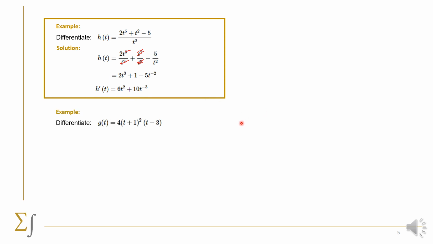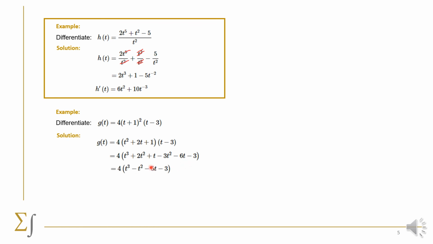Differentiate g of t equal to 4 times t plus 1 all squared times t minus 3. In order to perform differentiation, we need to open the parentheses. We start by squaring t plus 1. So we will have 4 times t squared plus 2t plus 1, multiplied by t minus 3. And then we open this bracket by multiplying term by term. For the first term, we have t squared times t, which is t cubed, and then 2t squared, and then t. Next, we multiply by minus 3 term by term. We will have minus 3t squared minus 6t minus 3.